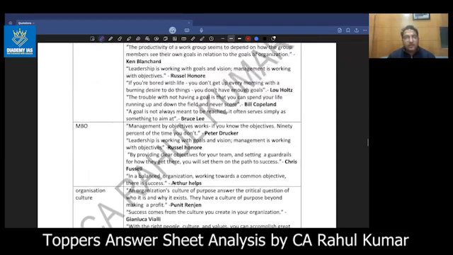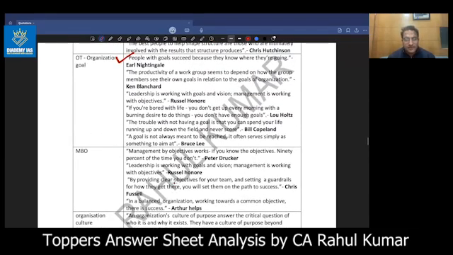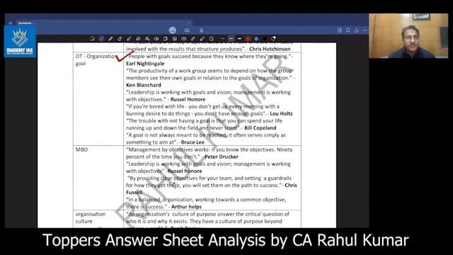Then coming to the MBO. So in organization goal, the first one is enough. The rest do not seem that important to me. First one is enough. People with goals, or people will be replaced with the organization. Organizations with goals succeed because they know where they are going.